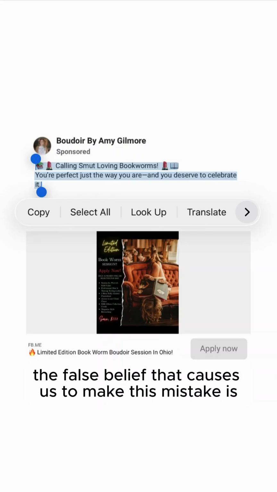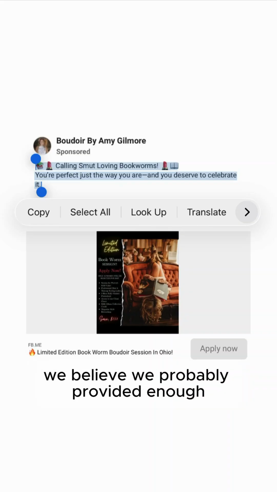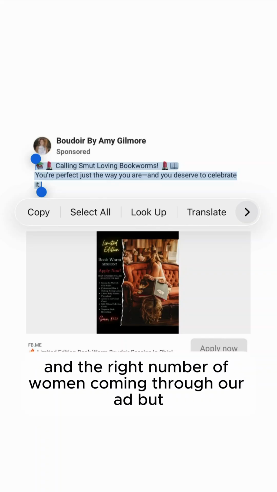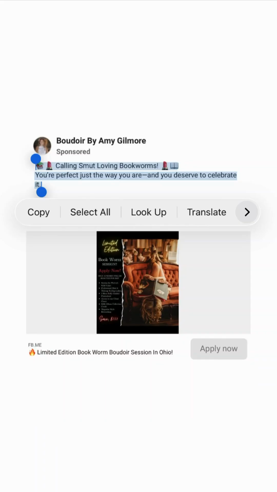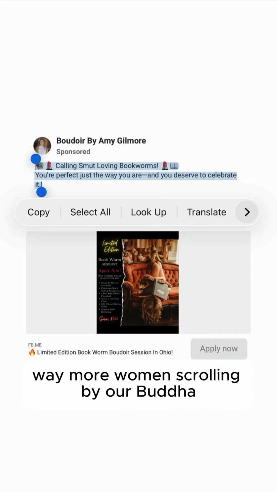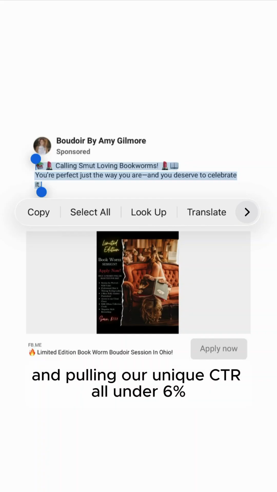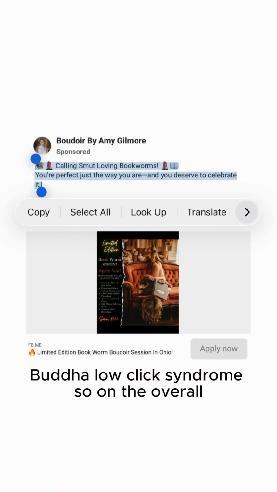The false belief that caused us to make this mistake is we believe we provide enough context to maximize and optimize the number of women, and the right number of women, coming through our ad, but we didn't do that. So the consequence is way more women scrolling by our Boudoir Facebook ads than necessary, pulling our unique CTR under 6%, contributing to BLCS, Boudoir low click syndrome.